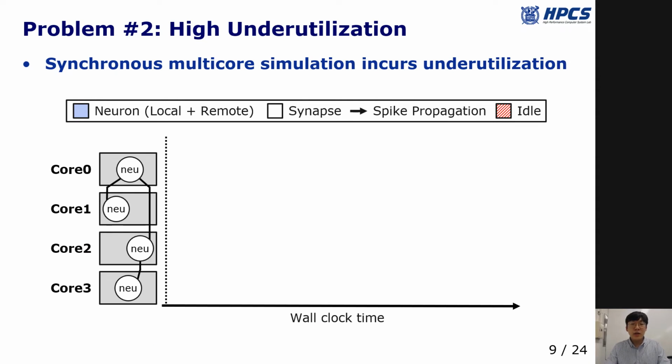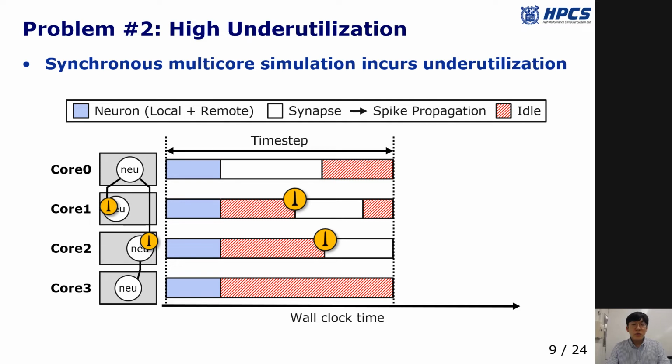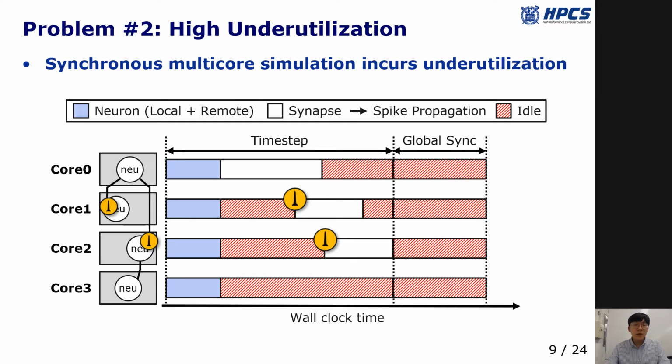Second, the time-precise simulator suffers from high underutilization due to the frequent synchronizations among the cores. In each time step, each core updates the neurons. When a neuron fires a spike during the update, the spike is propagated to other cores, and the spike incurs a synapse update in the destination cores. While some cores perform the spike propagation and synapse update, other cores should wait and stay idle before the synchronization. Also, the cores suffer from additional idle cycles to handshake with other cores for the global synchronization.